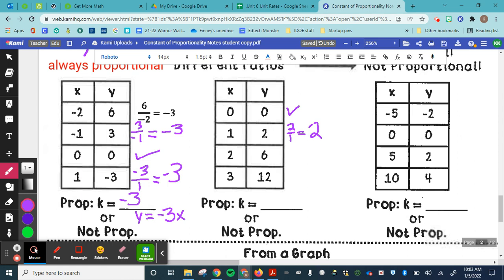How about the next one? How would you write that one? 6 over 2, because you always put the y on top. So 6 over 2, and 6 divided by 2 is 3. What's the problem? They're not the same. They're not equal. So we can tell right now, just from these two, that it's not proportional because they are not equal.